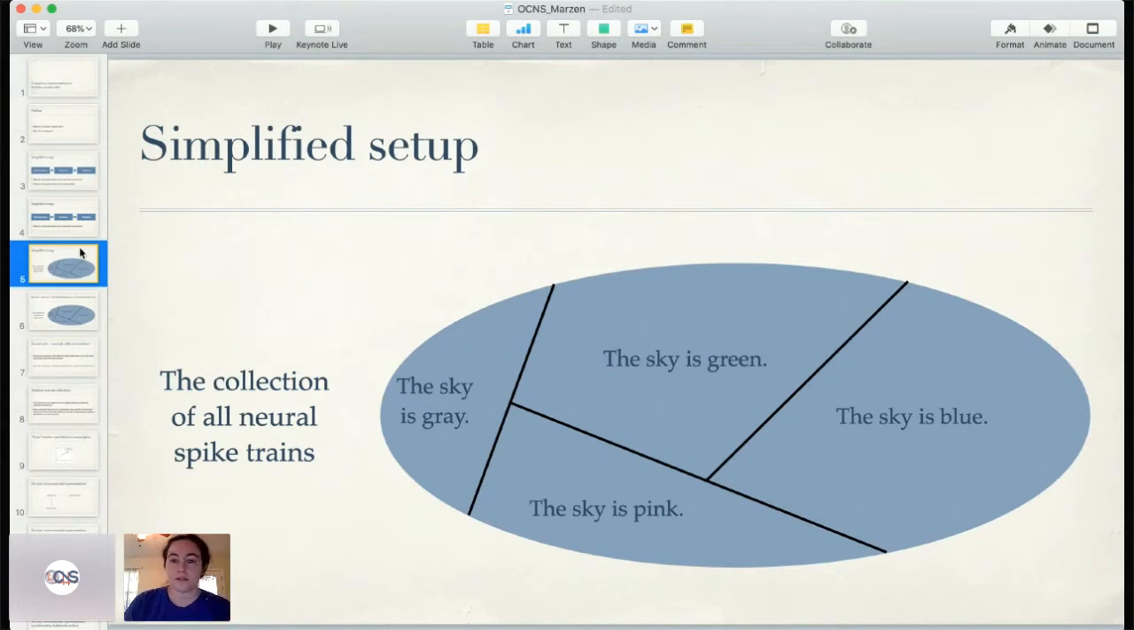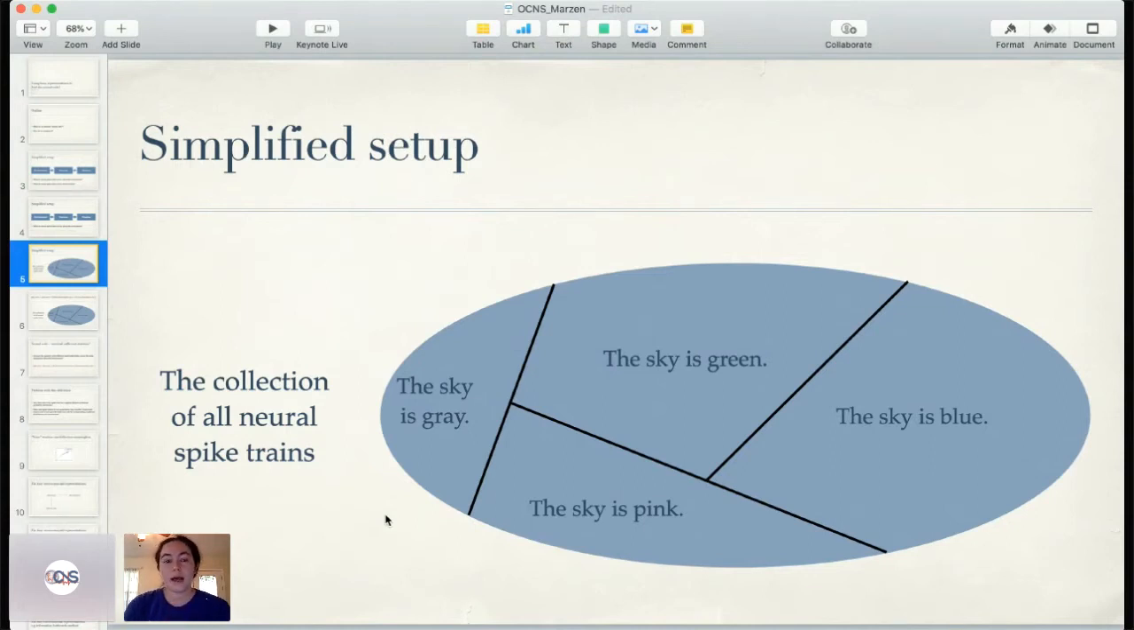So this circle right here is supposed to represent the collection of all possible neural responses. And then what you can do is you can start to divide up the neural responses based on which neural responses are elicited by which stimuli. So maybe the portion over the left is elicited by the sky being gray. Maybe the portion over on the right is elicited by the sky being blue. Maybe there are only 4 environmental variables to take care of.